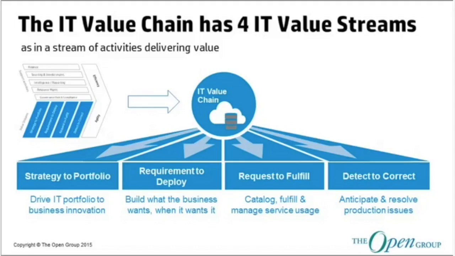When request to fulfill is then pushing something into the data center to operations, then you will have run, detect to correct, which is the run part, making sure everything is healthy, that it gets downgraded, upgraded, monitored for performance, et cetera. And if there are any issues, they are captured and dealt with, and problems are raised and fed back upwards into requirements. So that's the four value streams in IT4IT.